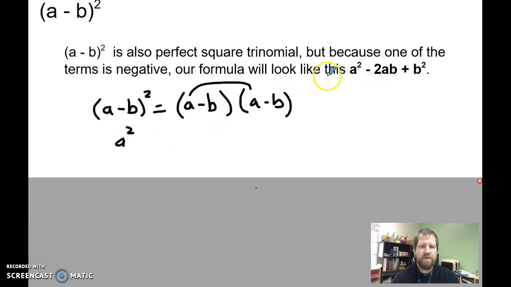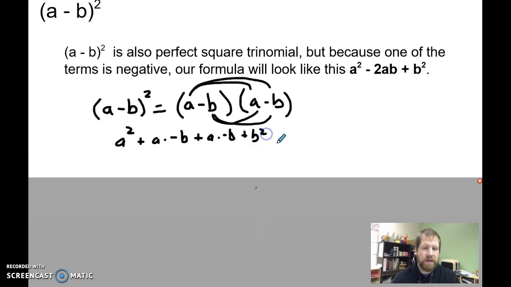If I FOIL this out, I'm still going to have a squared, okay? But instead of having 2ab, I'm going to have a times negative b, plus a times negative b, and then negative b times a, which I can move around and still have a times negative b. Okay, and then I've got negative b times negative b, but because I'm squaring it, it's two negatives multiplied by each other, so it's still the same as b squared. So we leave that the same.